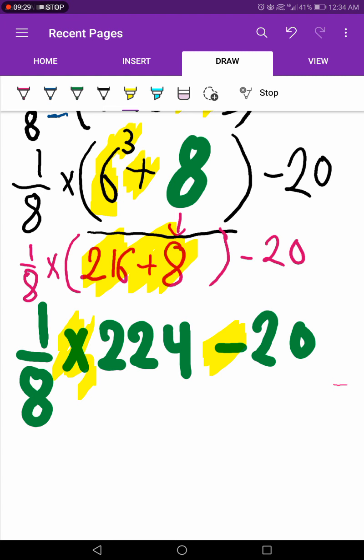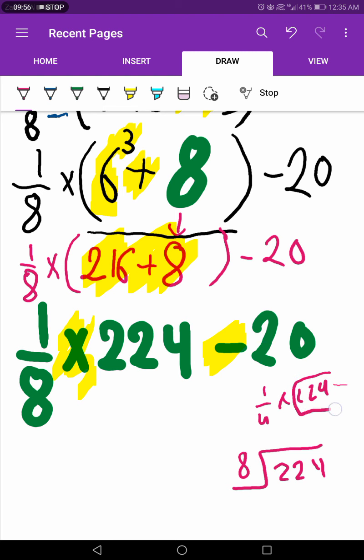Teacher, what do I have to do here? It is easy. Just divide 224 by 8. Like this, teacher? Yes, like this. All the time, if I have another one, 1 over 4 multiplied by 224, again you divide 224 by 4 like this one. Now can I divide it? Yes.